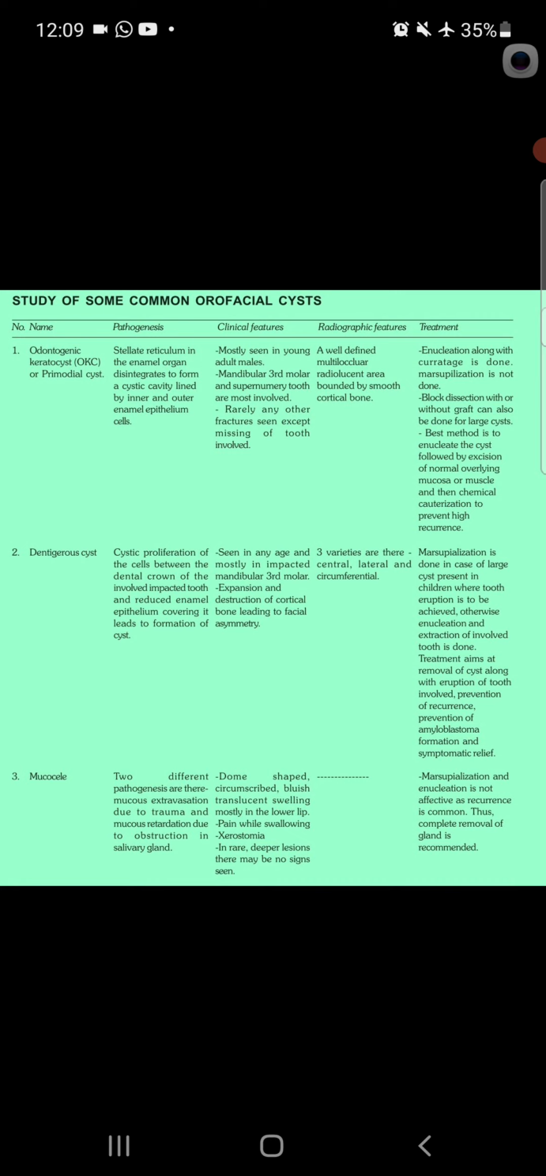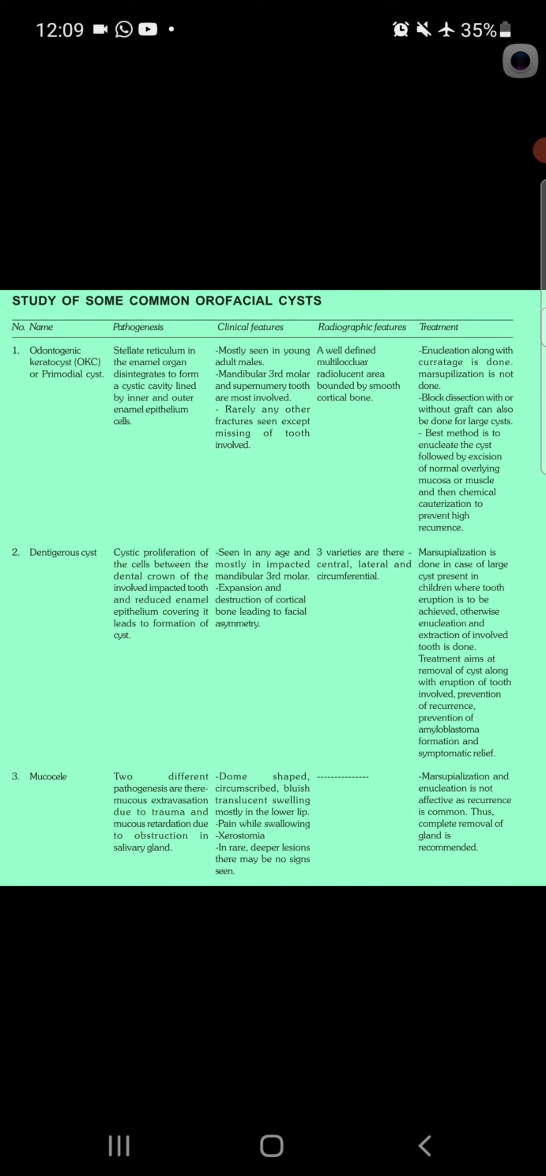In the radiographic feature, varieties are three: central, lateral, and circumferential. Circumferential means they cover the tooth from every area. In central they are in the center of the crown. In lateral they are on the mesial or distal side of the crown. In treatment, in dentigerous cyst we do marsupialization in the case of large cyst.